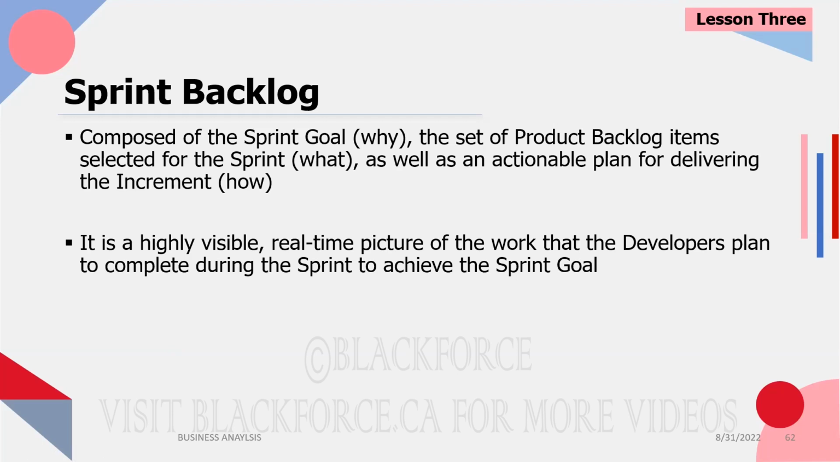So the sprint goal includes the why, which is the goal we have for this sprint. That's the reason why we have this sprint. Then the what, the user stories that we pulled from the product backlog, and then how we plan to deliver it. The sprint backlog is highly visible. It's a real-time picture of the work that the developers plan to complete during the sprint to achieve the sprint goal.